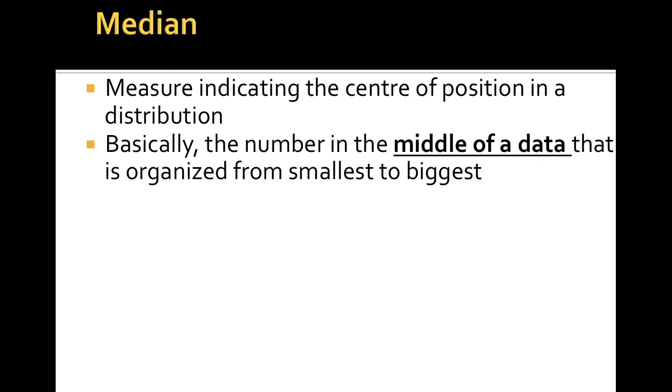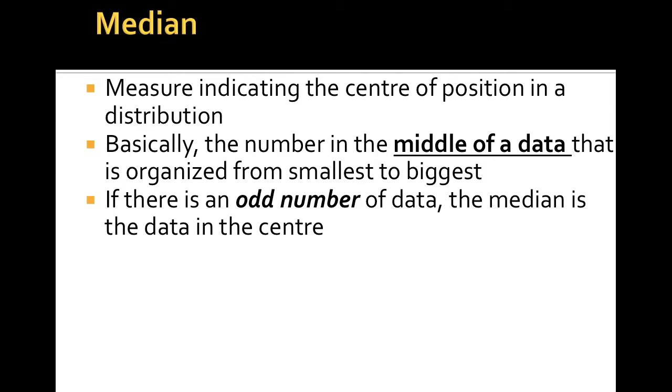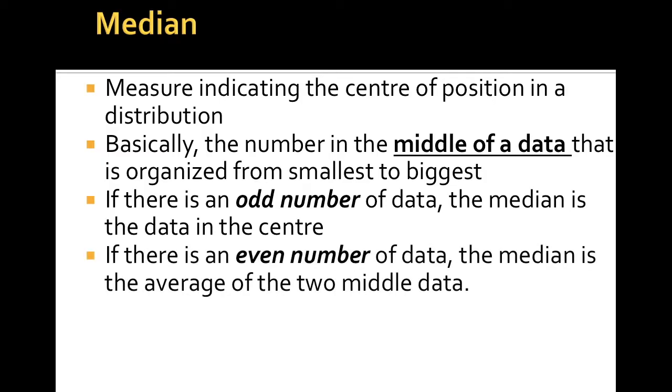The median is a measure indicating the center of position in a distribution. Basically, it's the number in the middle of the data, again, organized from smallest to biggest. If there is an odd number of data, the median is straight in the center, right in the middle. But if there's an even number of data, the median is actually found between 2 data points, and so we find the average of the two.